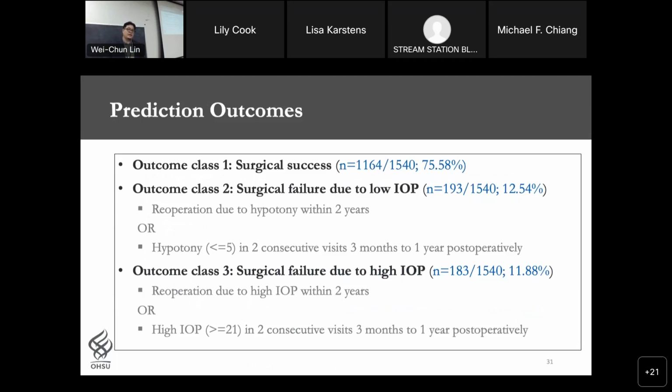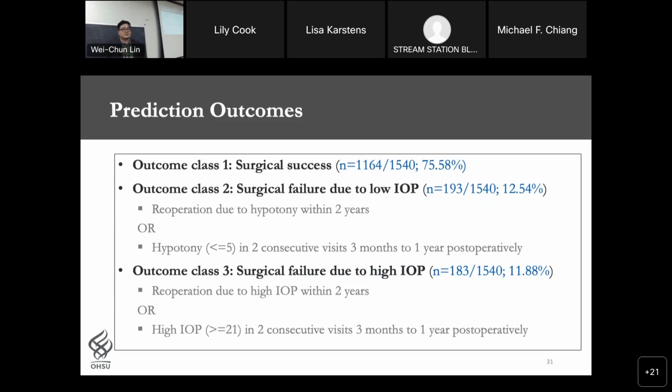Since the treatment plan for surgical failure might be different due to the cause, we try to predict three classes as our outcome: surgical success, surgical failure due to low IOP, or surgical failure due to high IOP. Surgical failure with scarring and continuous high IOP is easy to understand.